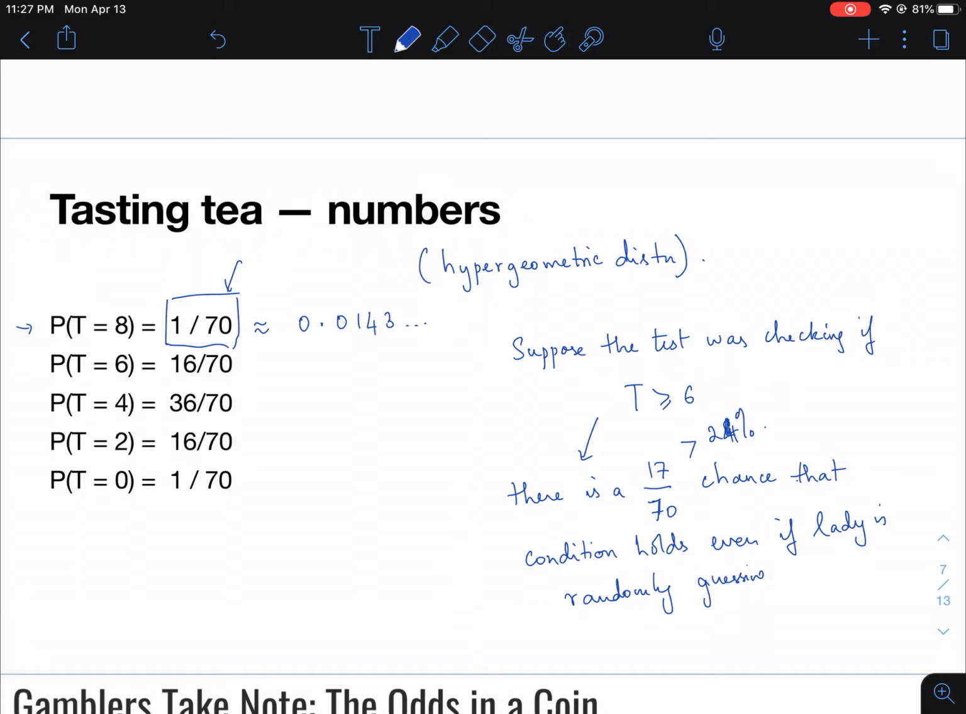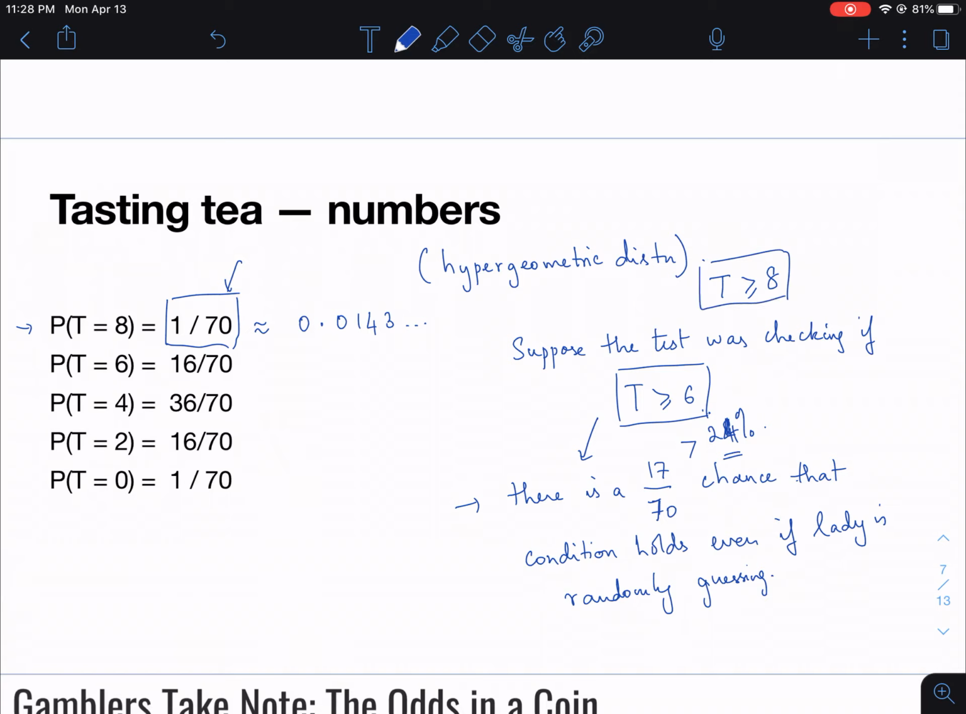Okay. And these may not be the kind of odds that you're very comfortable betting against, right? Because you know that there's a 24% probability that she succeeds even if this were completely randomly guessing. Okay. So this testing if t is bigger than or equal to 6 is a weaker test than a test that checks if t is more than or equal to 8.